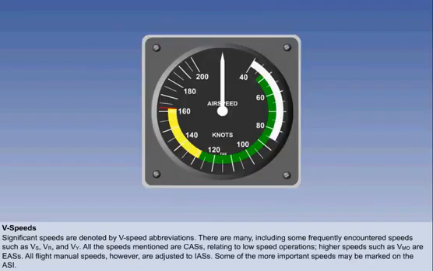All the above-mentioned speeds are calibrated airspeeds, as they relate to operations at low speed. Maximum operating speed, VMO, is an equivalent airspeed because it is a high speed. However, all the speeds quoted in the flight manual are adjusted to indicated airspeeds, since this is what the pilot will see on his ASI, which may have coloured arcs around the outer edge to indicate some of the main limit speeds.